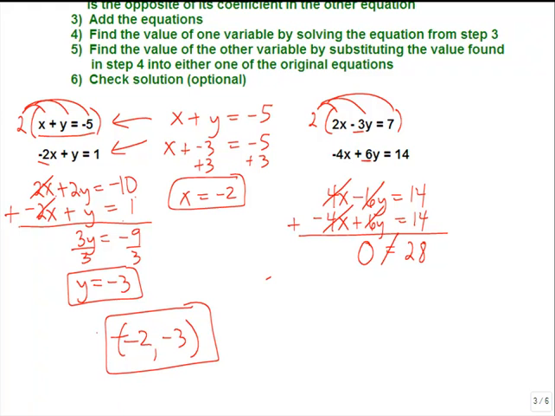And 0 does not equal 28, so that means these are parallel lines. Whenever you get a false statement, you're talking about 2 lines that are parallel. So when do parallel lines intersect? Never. So your final answer should be no solution.